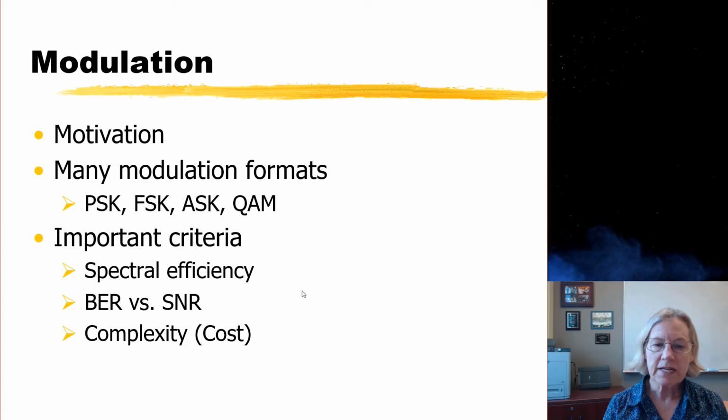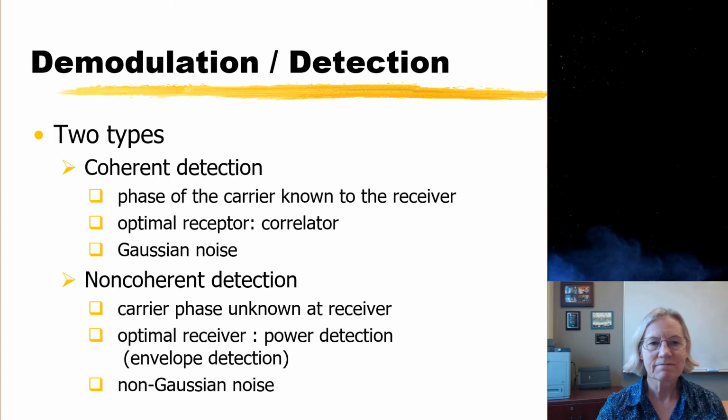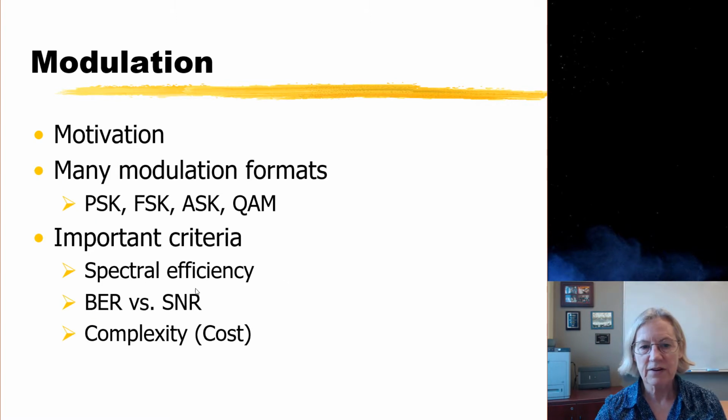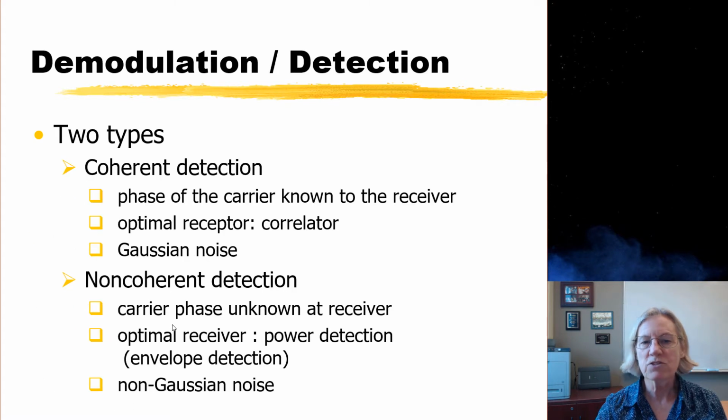And finally, there is the complexity or the cost of the system. And one of the reasons, or the main reason, that so many modulation formats exist is so that we can move our trade-off from different sectors of these three criteria. So there are two types of demodulation, or two types of detection, that we'll be looking at, and they will have a big impact on these three criteria. And so they are a natural way to divide the systems that we'll be looking at.